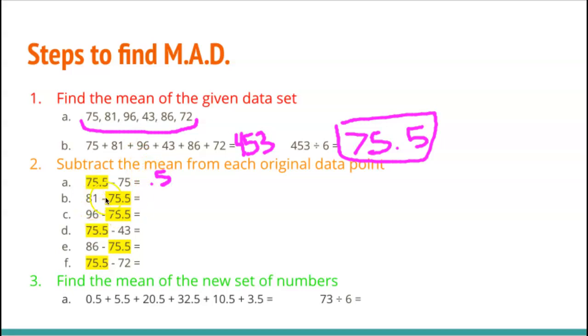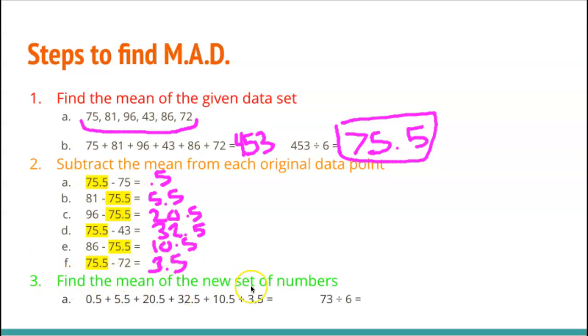My next data point, 81 minus 75.5 is 5.5. 96 minus 75.5 is 20.5. 75.5 minus 43 is 32.5. 86 minus 75.5 is 10.5. And then my last one, 75.5 minus 72 is 3.5. So now I'm done with that step. Let's move on to number 3.